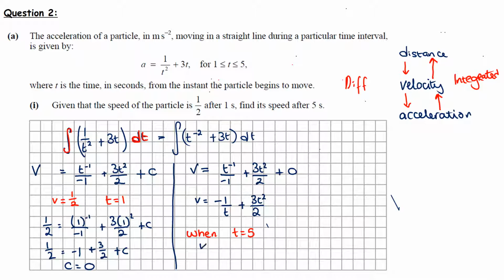So v is equal to minus 1 over 5 plus 3 times 5 squared over 2. And that gives me 37.3 meters per second. Or you can write ms minus 1. Both are fully correct. So just be careful.